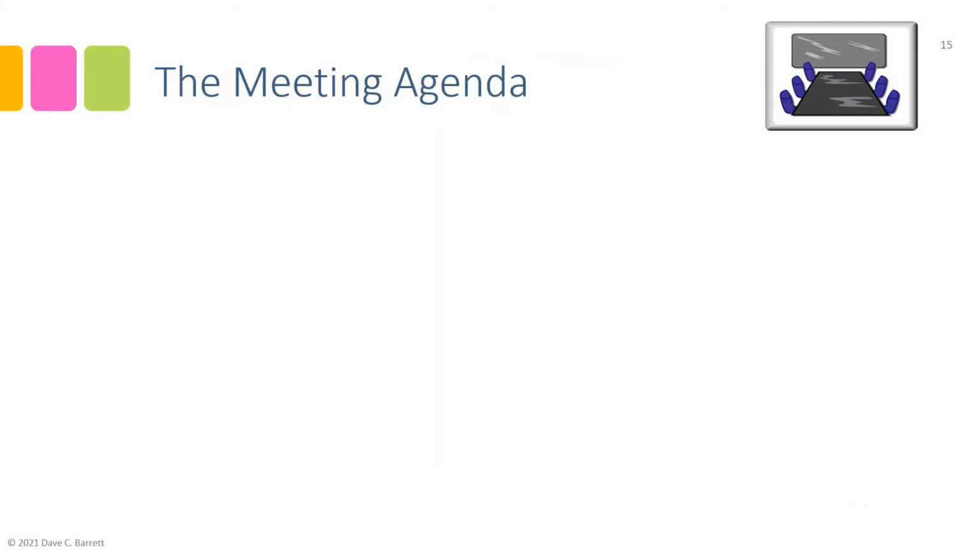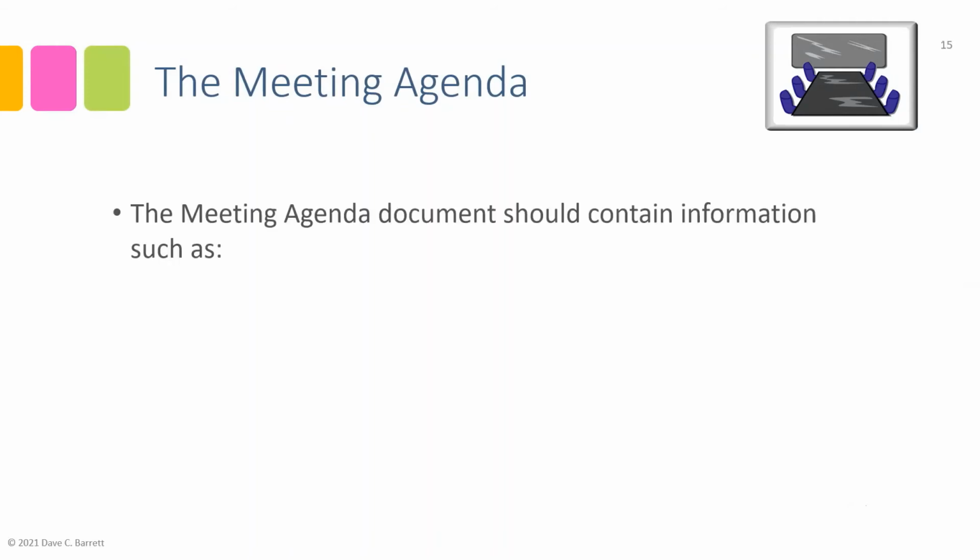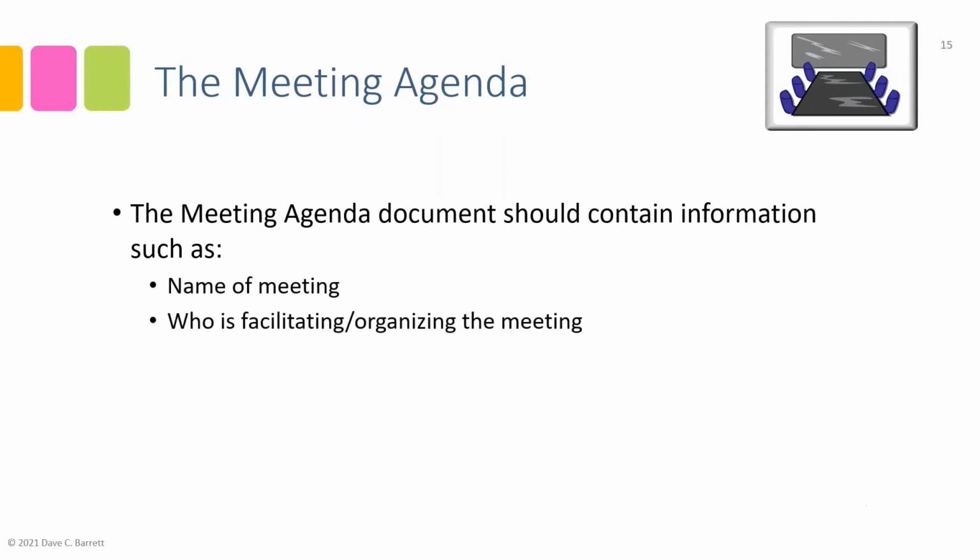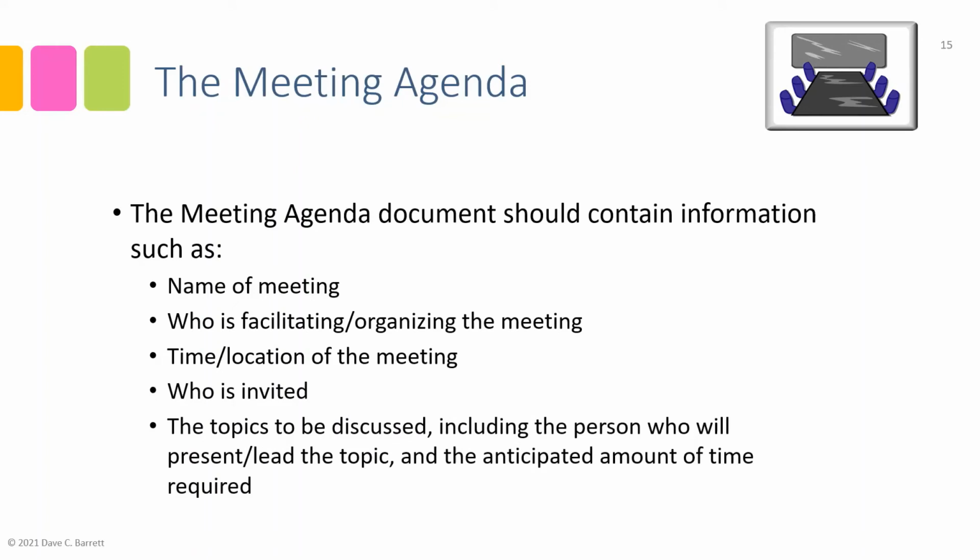Okay, so we saw the process of creating the meeting agenda. It's a fairly straightforward purpose where a document is created, again, before the meeting, and it contains information such as the name of the meeting, who is facilitating or organizing the meeting, the time and location of the meeting. If it was an in-person meeting, it would be the room number or building number and so on. If it was an online meeting, it would be the link, the way that the attendees would access the virtual meeting. The attendees, who is invited to the meeting, and finally, the topics to be discussed, including who will be leading the topic or presenting the information, and the anticipated amount of time required.